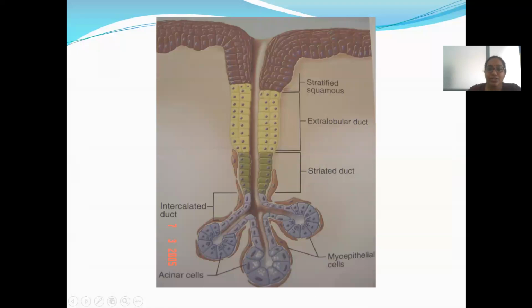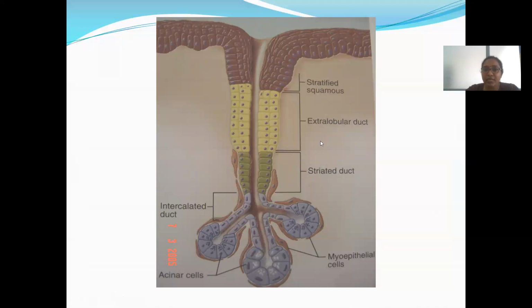So this is the histopathological structure of your salivary gland. If you see, salivary gland cells are modified epithelial cells. These epithelial cells are the ones which secrete the saliva. So these cells will secrete the saliva, and saliva will pass through this duct and reach the main duct, and it will reach your oral cavity.